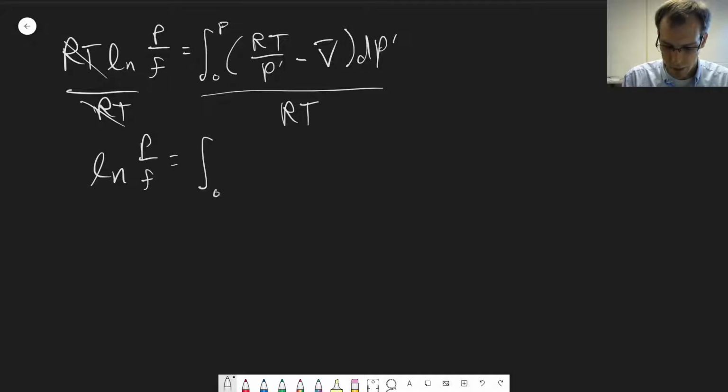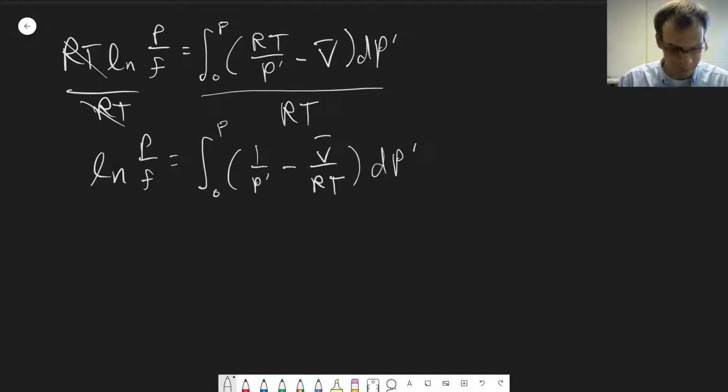Integral from, and we'll just call this 0. We've substituted just 0 instead of P approaches 0. We'll just say let's do this all the way down to P equals 0. So we can sort of think about this like integrating the absolute entropies where we start from 0, except there's not a special part at the low pressure range or whatever. So anyway, the RT cancels, so we get 1 over P prime minus V bar over RT dP prime.